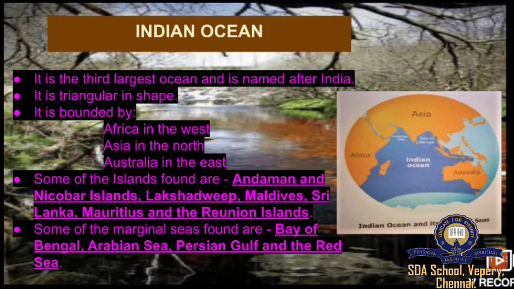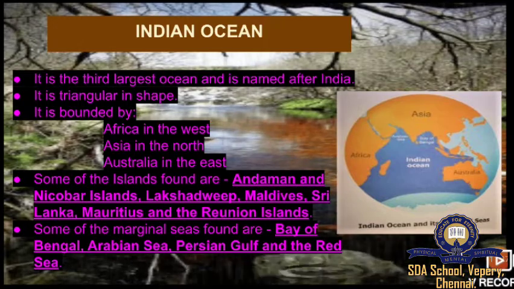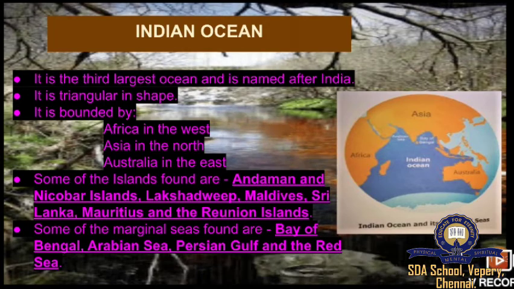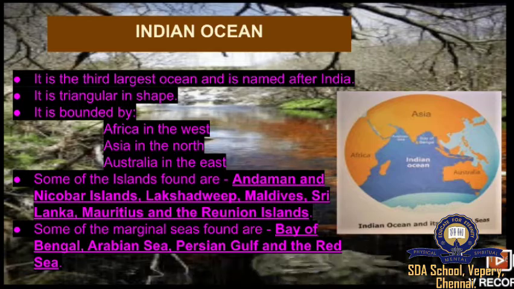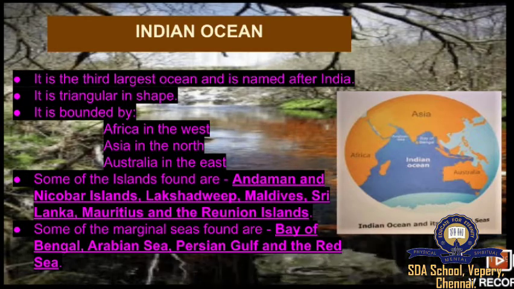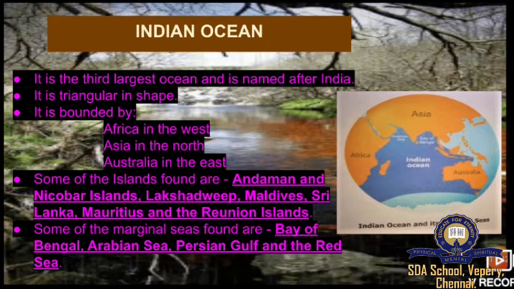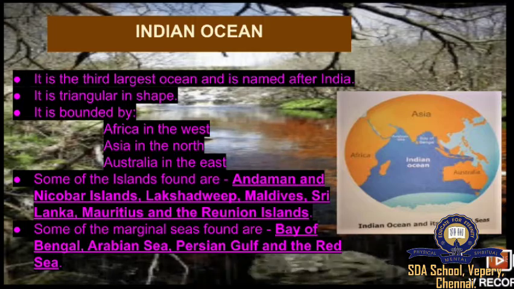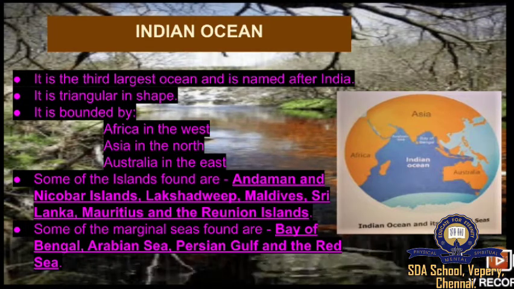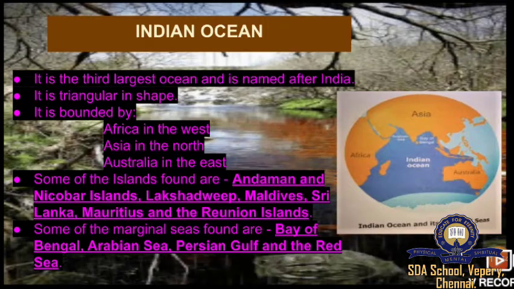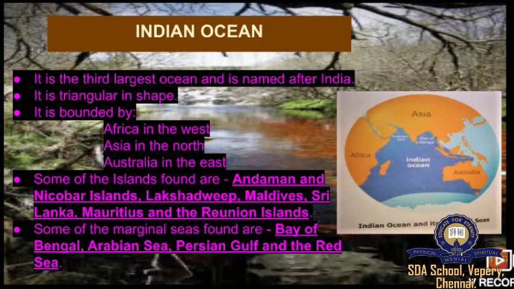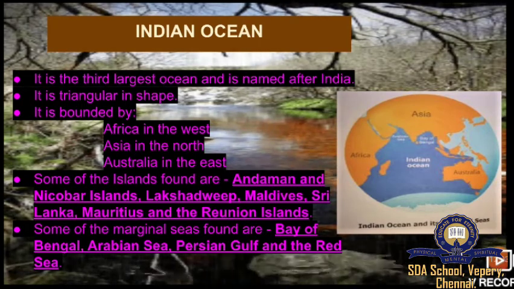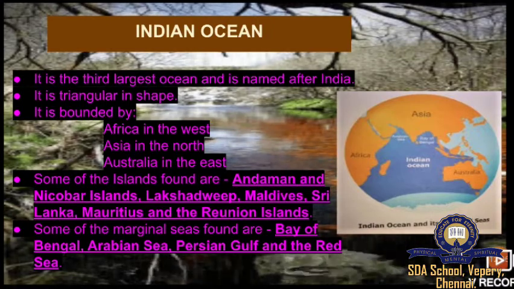So the islands found in the Indian Ocean are Andaman and Nicobar Island, Lakshadweep Island, Maldives, Sri Lanka, Mauritius, and Reunion Islands. So there are totally 6 islands found in the Indian Ocean. And the marginal seas are Bay of Bengal, Arabian Sea, Persian Gulf, and the Red Sea. So there are 6 islands and 4 marginal seas.